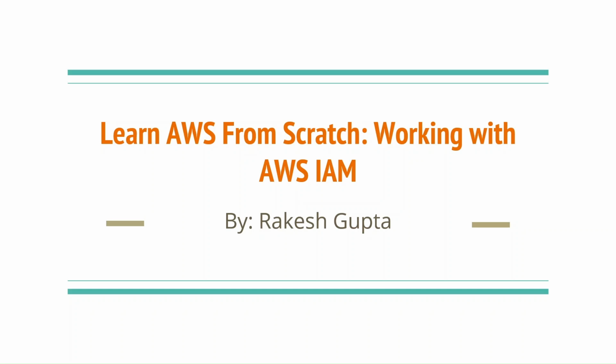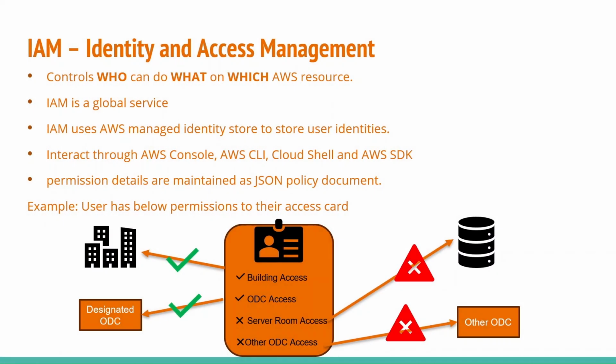In this session, we'll talk about AWS IAM. So IAM is an identity and access management service. It basically controls who can do what on which AWS resources.